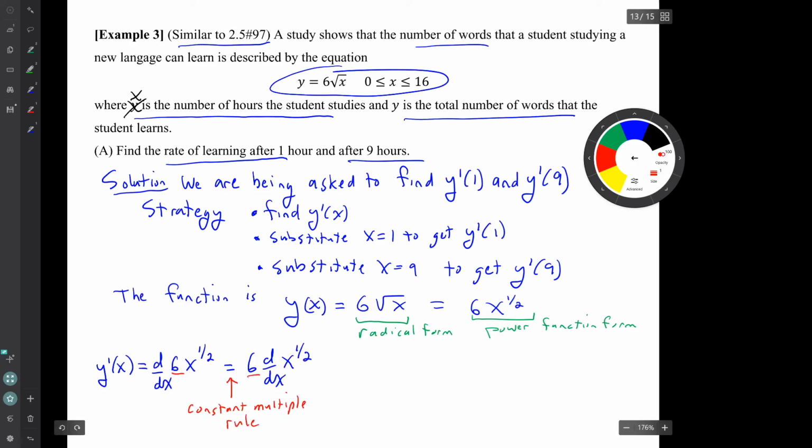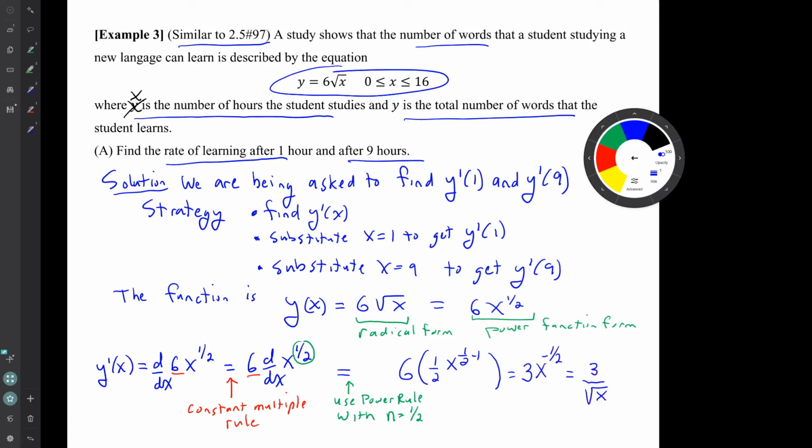So in the first step, we used the constant multiple rule. That constant multiple 6 slipped right through that derivative symbol. The second step, we'll use the power rule with n equals 1/2. So there's our derivative. Notice that when we finished taking the derivative, we had something that was in power function form, which is not always the clearest form for working with functions. So we converted to radical form.